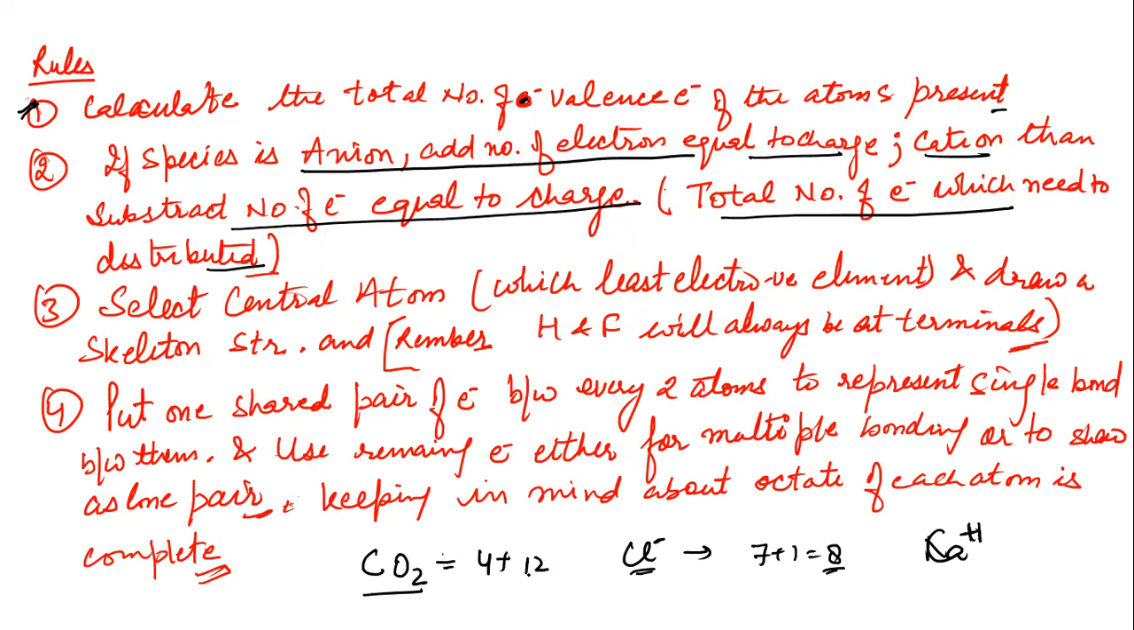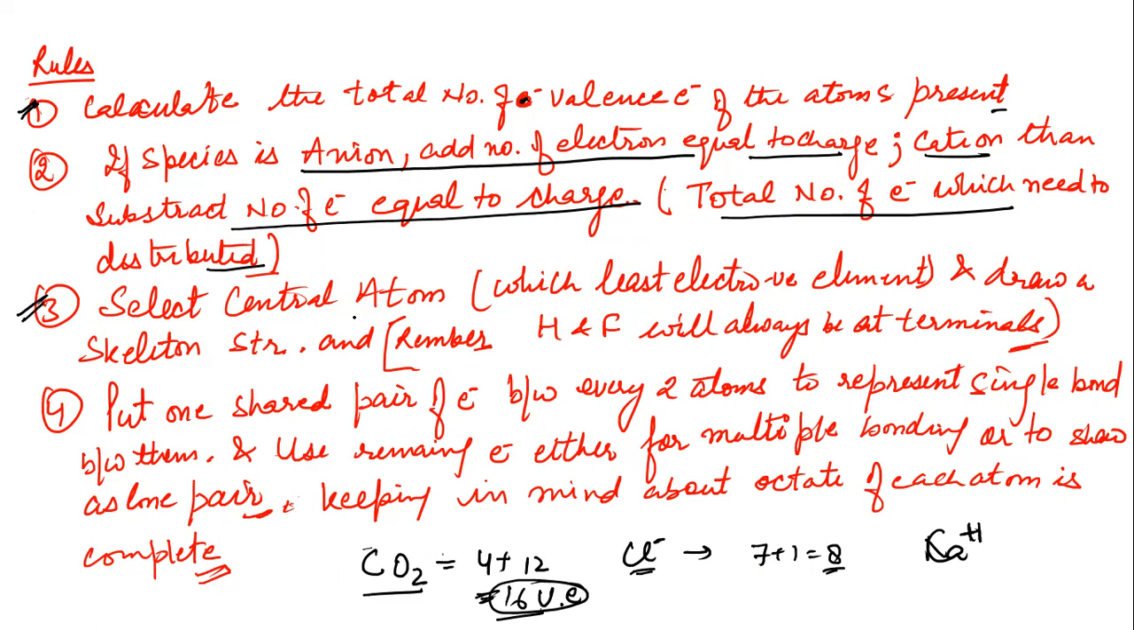Total valence electrons from oxygen are 12, and 12 plus 4 is 16. So in total we have 16 valence electrons in the case of carbon dioxide. It means we have to distribute 16 electrons among this carbon, oxygen and oxygen. Clear?